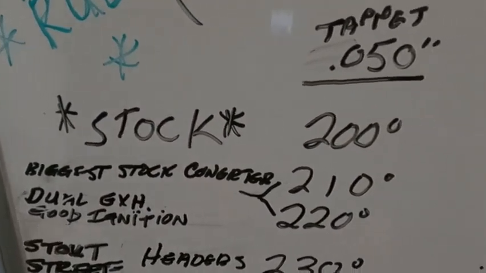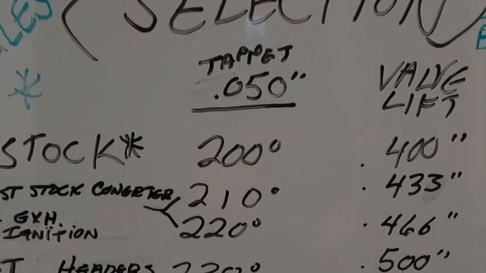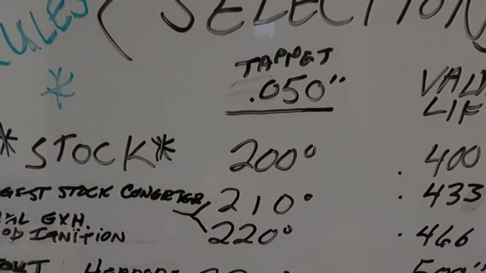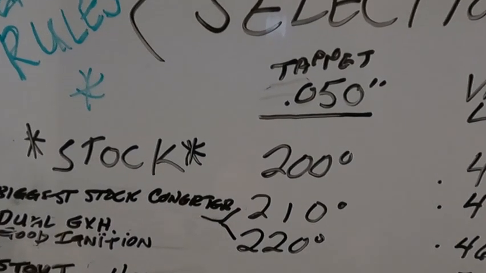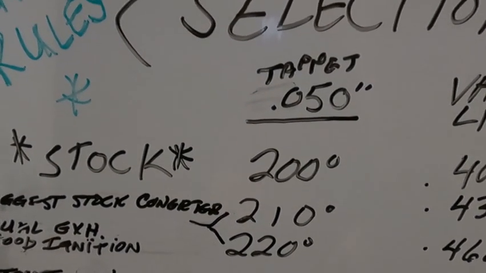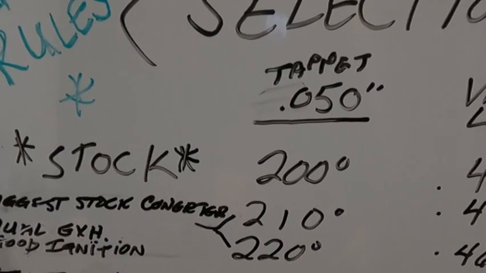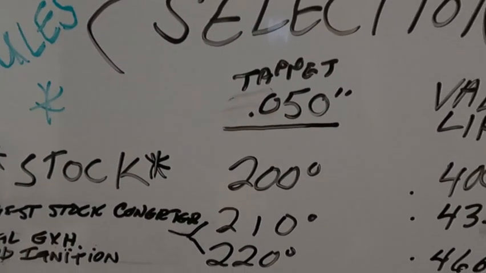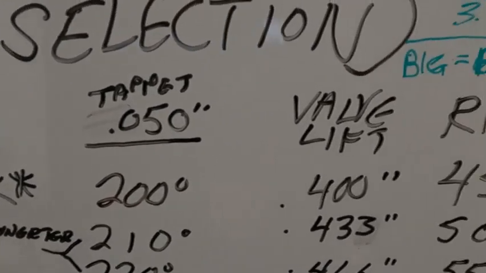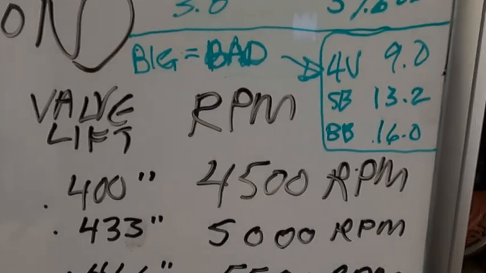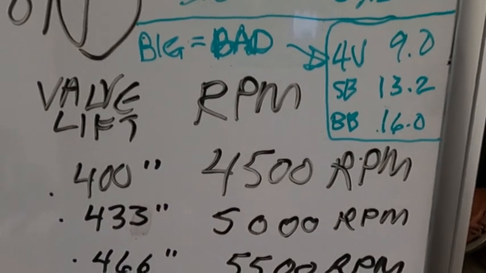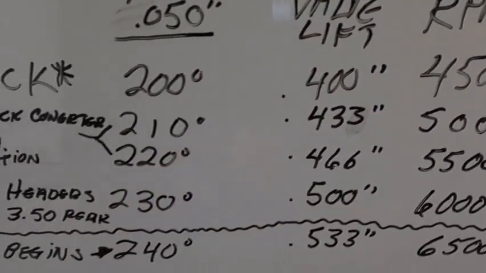Stock cam, stock Y block cam. So we have this at 50 thousandths, 200 degrees. The 57 cams were slightly bigger, and then some of the other years were slightly smaller. So we're going to use 200 on average, about 400 valve lift. And we're going to call that cam good at about 4,500. The cam's going to be all done.